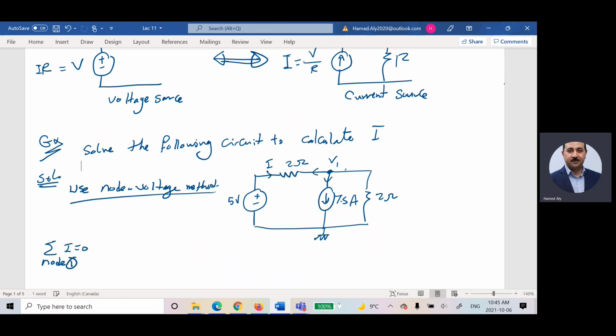This current plus this current plus this current is equal to 0, which means (V1 minus 5) over 2 plus (V1 minus 0) over 2 plus 7.5 is equal to 0. Any question for that?